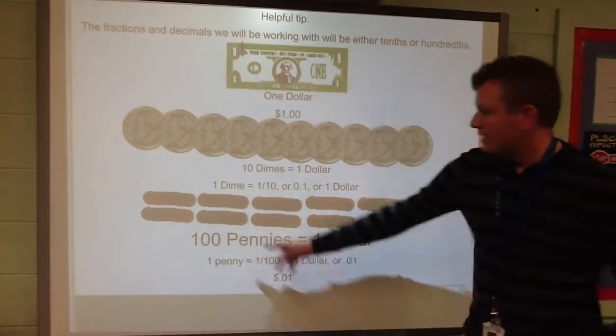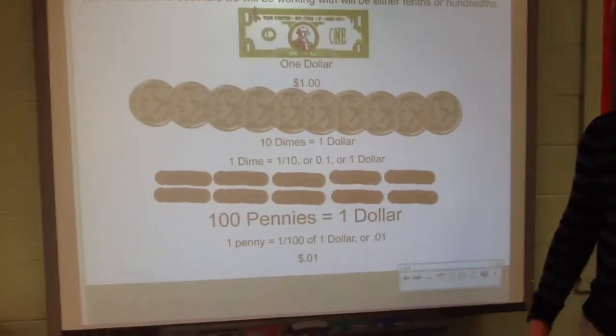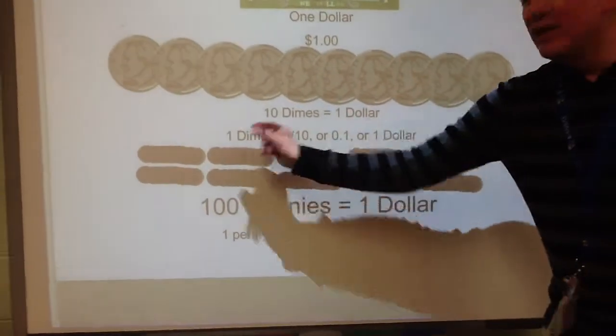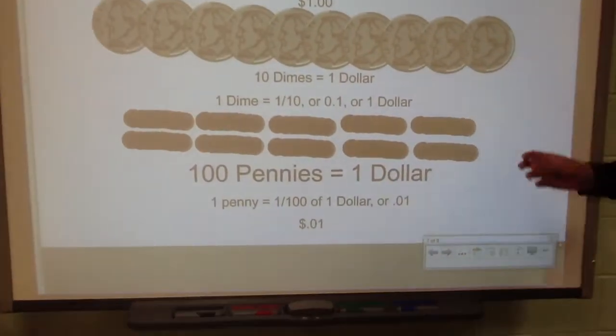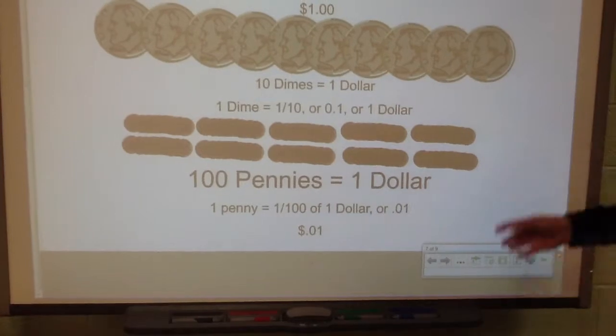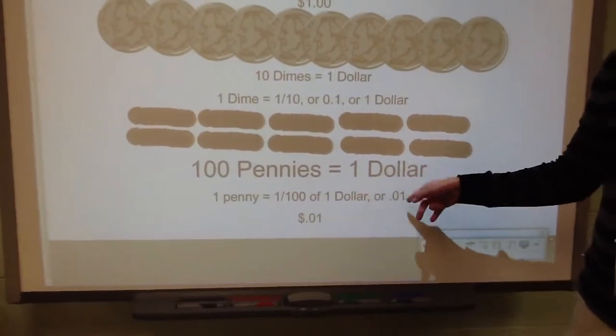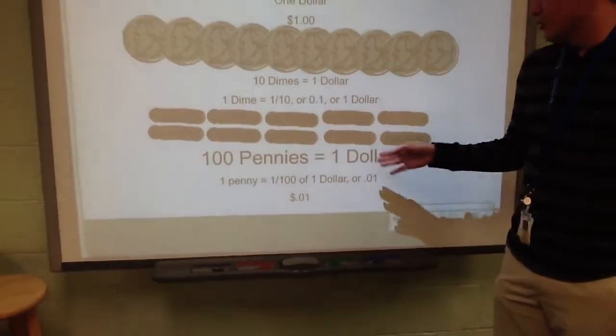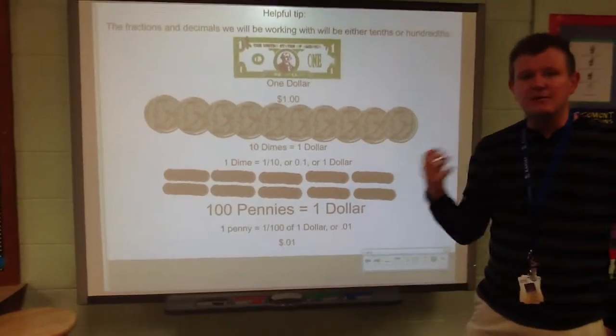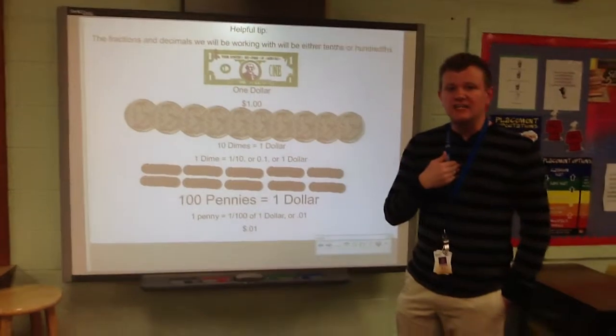Check it out, and that really is 100 pennies. I wouldn't fool you, okay? Right? 100 pennies also equals $1. But if you just take 1 penny out, that's 1 penny out of the 100 that it takes to equal $1. So you have 1/100th of a dollar, or 0.01. Okay?